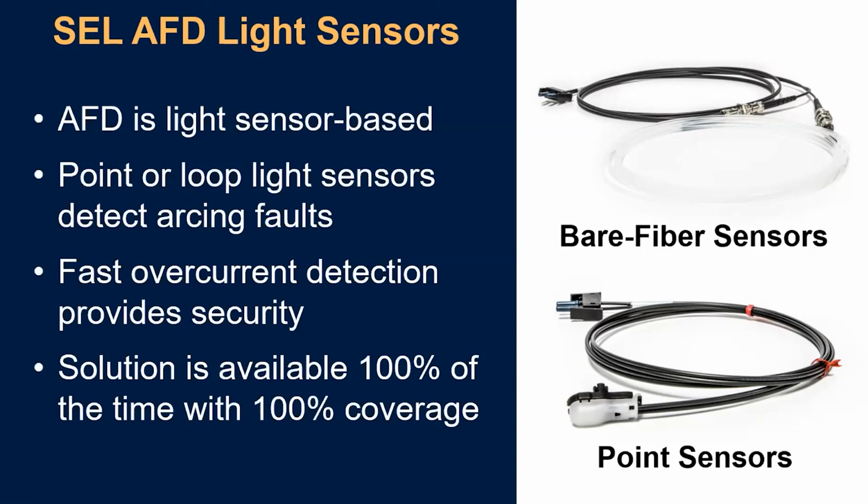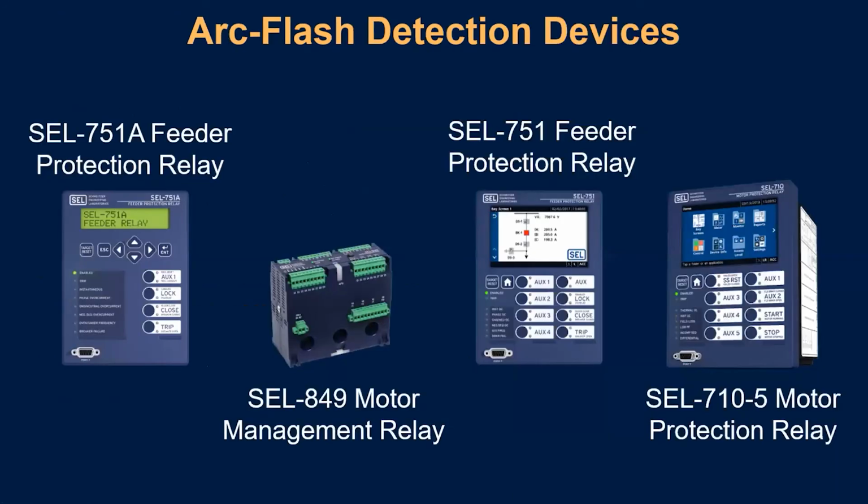As for the relays that receive these sensors, if you're familiar with SEL products, or even if you're not, this is what they look like. But if you are familiar with SEL products, you've probably seen 751A and 751 relays before in feeder and main positions. You may have seen the 710-5 motor relay applied. And these relays, on the back of them, have a card that will receive those bare fiber and point sensor loops, these connectors right here, the V-pin connector.